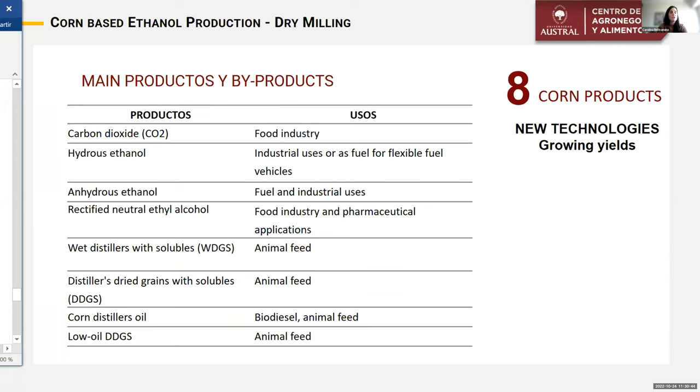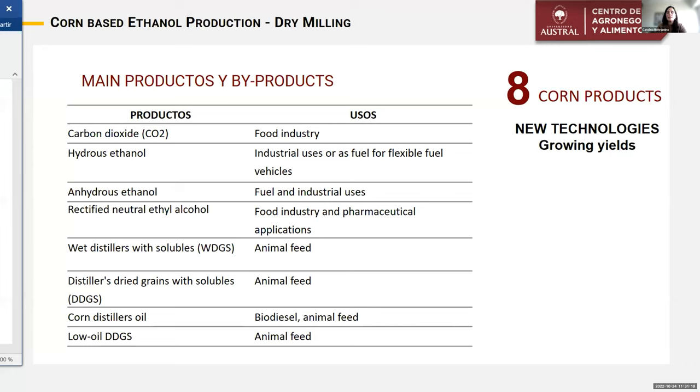For instance, carbon dioxide can be used in the food industry. Then you have ethanol, hydrous ethanol and anhydrous ethanol, which can be used in fuel and industrial uses. You have wet distillers solubles for animal feed, and distillers dry grain, also animal feed. And we also added a process that lets you recover the corn distillers oil, and you can use that to produce biodiesel and animal feed.